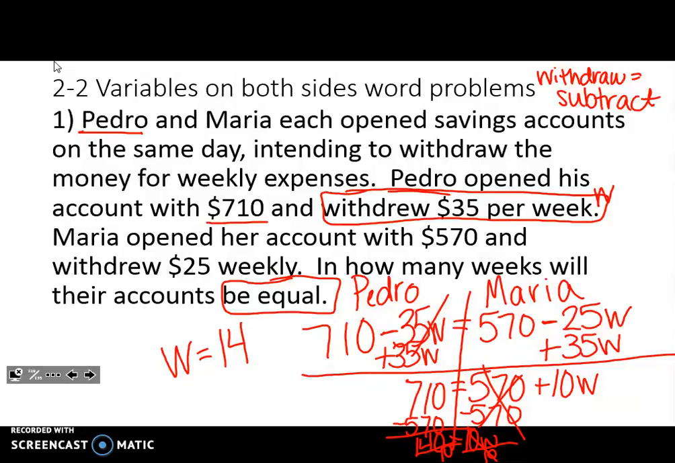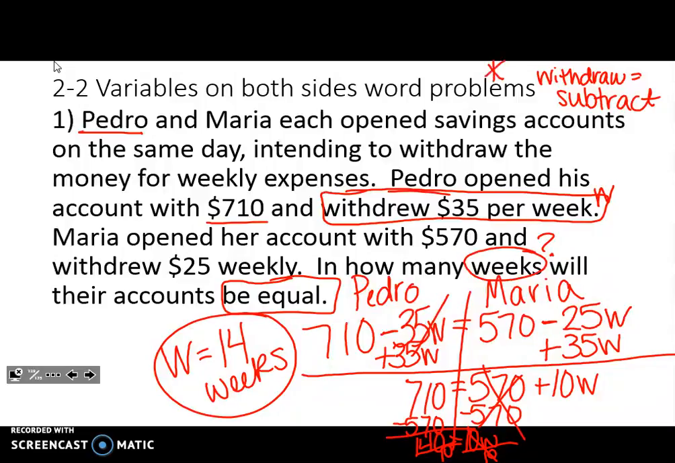Now it's a word problem, so we're going to have to label. The label can always be found in your question. So it says, in how many weeks? That's what we don't know, so that's going to be our label. So in 14 weeks, their accounts will be equal.